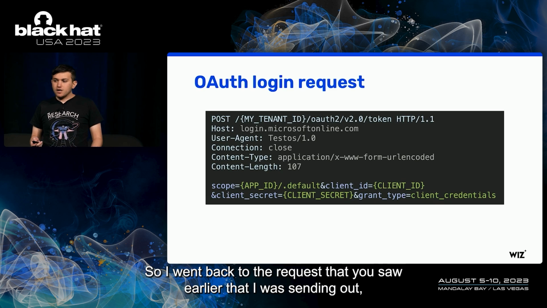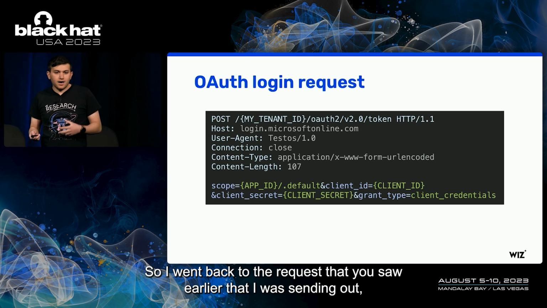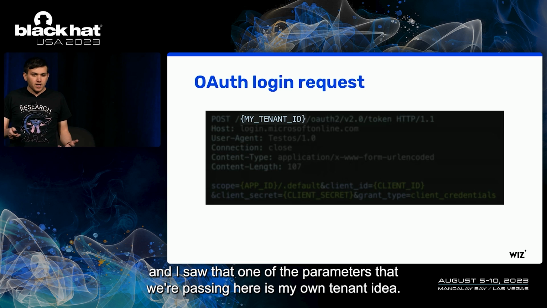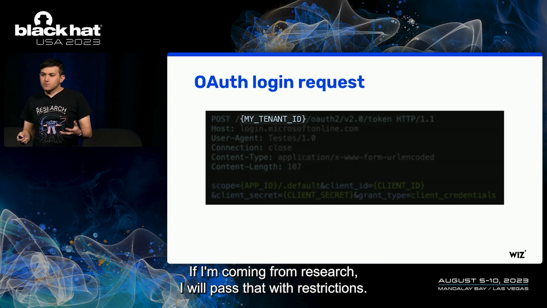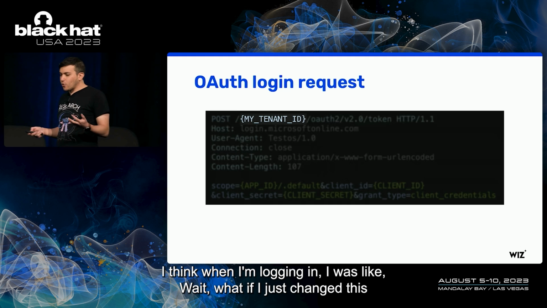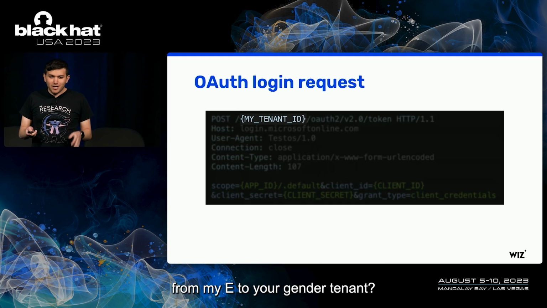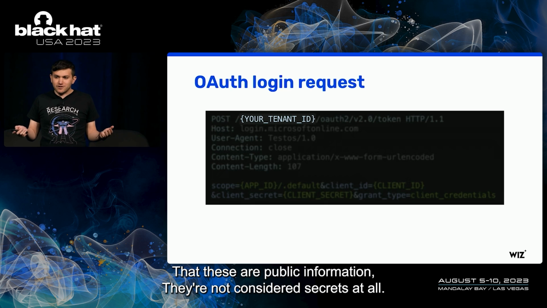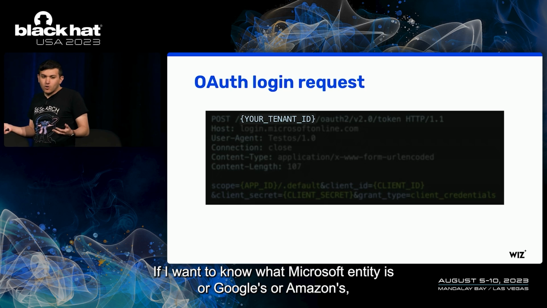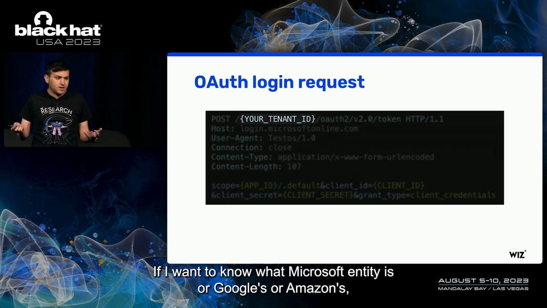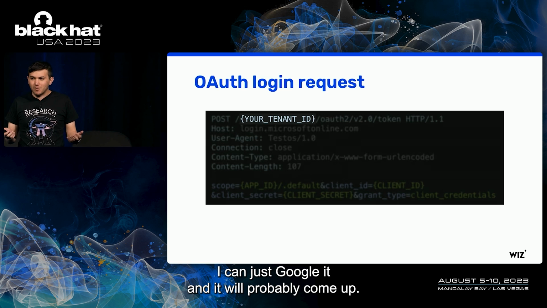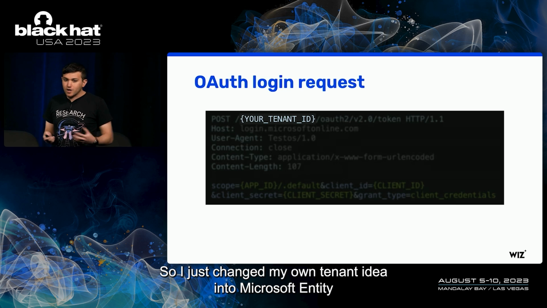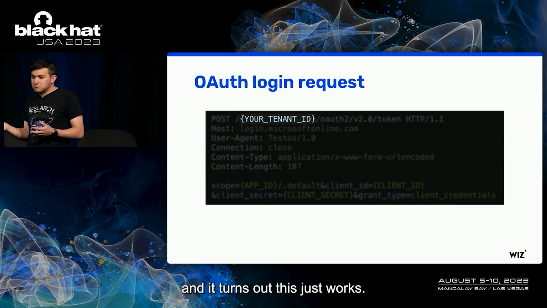So I went back to the request that you saw earlier that I was sending to Azure, and I saw that one of the parameters that we're passing here is my own tenant ID. If I'm coming from Wiz Research, I will pass the Wiz Research tenant ID when I'm logging in. I was like, wait, what if I just change this from my ID to your tenant ID? Tenant IDs are public information. They're not considered secrets at all. If I want to know what Microsoft's tenant ID is, or Google's, or Amazon's, I can just Google it and it will probably come up. It's by no means considered a secret, so I just changed my own tenant ID into the Microsoft tenant ID, and it turns out this just works.